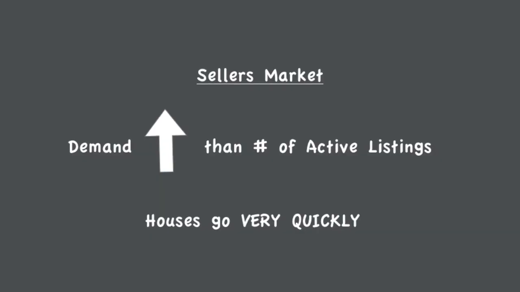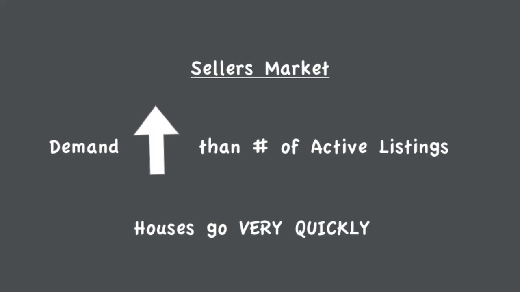Now, how does the absorption rate impact buyers and sellers? In a seller's market, if the demand is higher than the number of active listings, houses sell very quickly. As mentioned before, if the absorption rate is above 20%, it indicates a seller's market. If you're a seller interviewing prospective real estate agents, you should definitely ask about the absorption rate in your market.